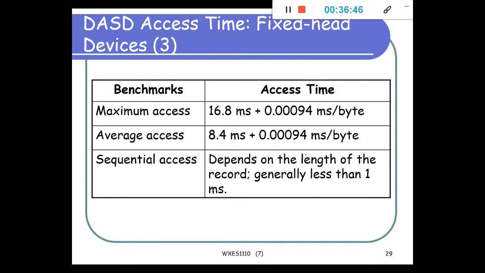So this is the benchmark for maximum access. How long does it take to access a record? Assume one complete revolution takes about 16.8 milliseconds. The average rotational delay is 8.4 milliseconds, half of it. And the data transfer time varies, at 0.0094 milliseconds per byte. This is all given. Sequential access depends on the length of the record, generally less than 1 millisecond. This is given as well.